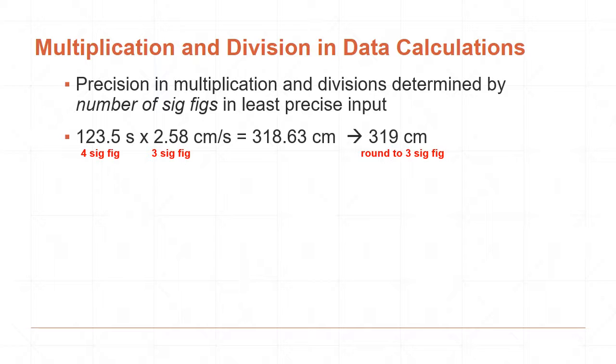Now notice that of my two numbers, the first one is 4 sig figs, the second one is 3 sig figs. That means the result of that calculation can be no more precise than the least precise input, which is 3 significant figures. So I need to round this final result from my calculator to 3 significant figures. The last digit I'm going to keep is this one. I look at the one to the right, which is greater than 5, so I'll round that up to 319 centimeters, and that's going to be my final answer.